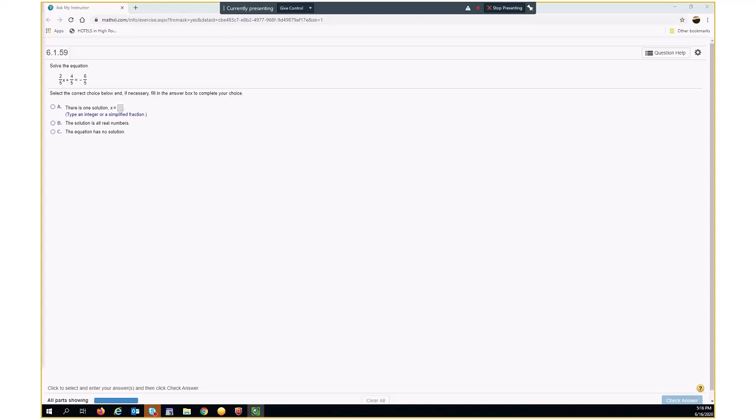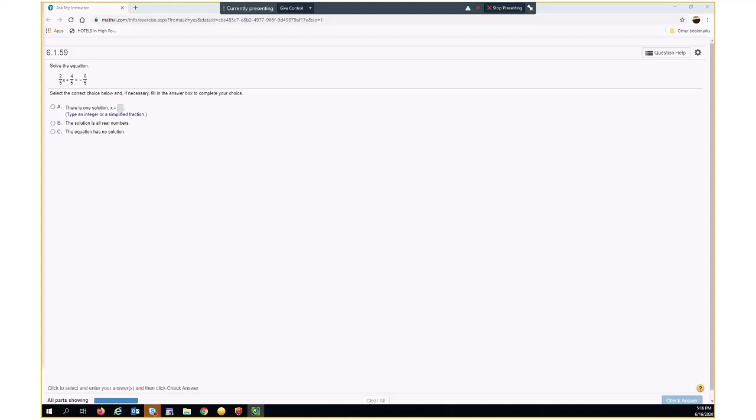Or I can rewrite this as saying negative 6/5 plus a negative 4/5, if that makes you feel better to work it this direction. So I have left on this side 2/5 x equals negative 10/5.